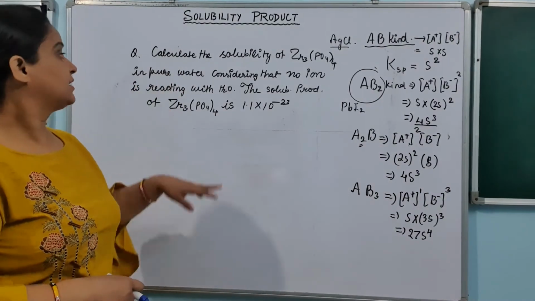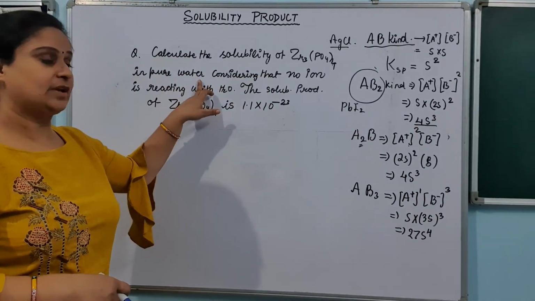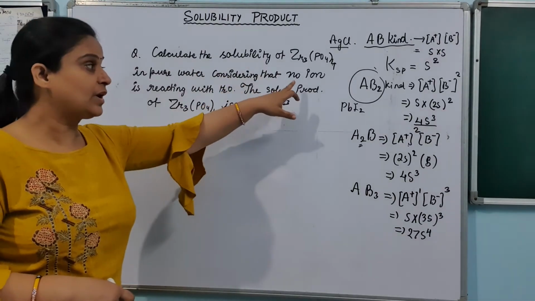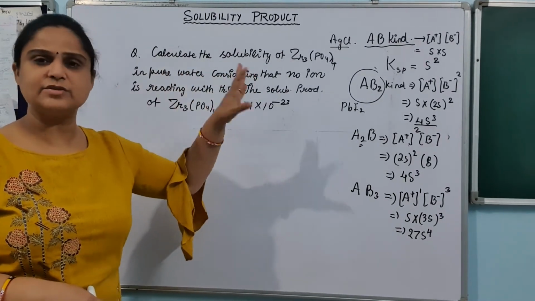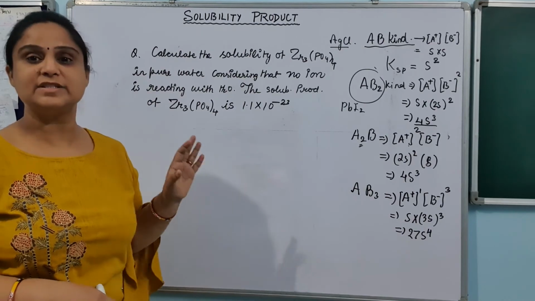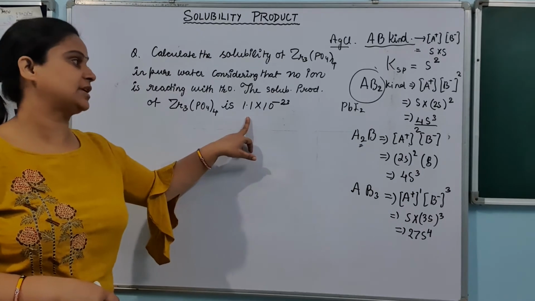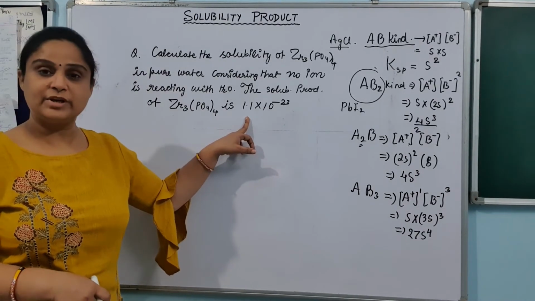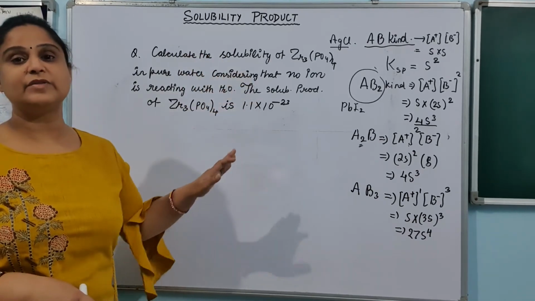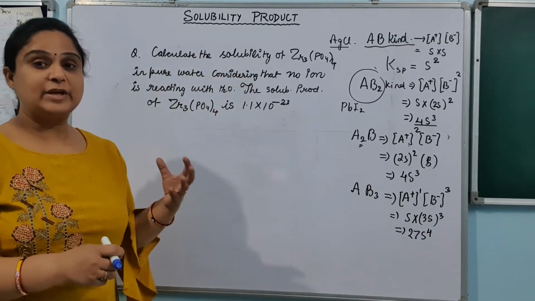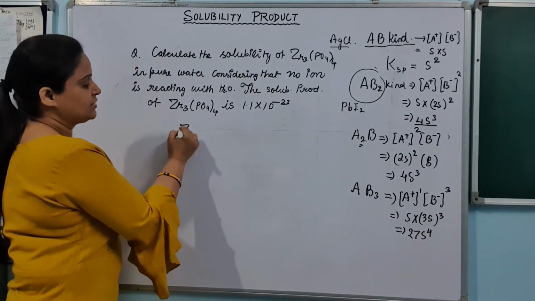Let's see the question first. The question is that calculate the solubility of zirconium phosphate in the pure water. Okay, so you have to consider that no ion in the water is reacting with the zirconium phosphate. Yani the phosphate is not reacting with the water. They are just soluble in the water. Solubility product is given to you, that is 1.1 into 10 raised to power minus 23. Okay, so KSP is given to you and solubility is asked. So first of all we have to understand what type of salt it is. AB type, AB2 type, AB3 type, whatever it is. So let's see how it is going to dissociate.